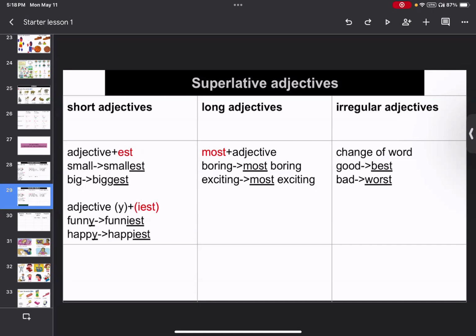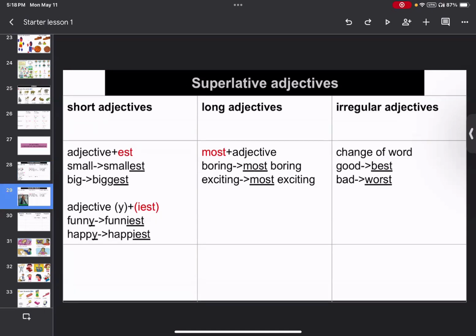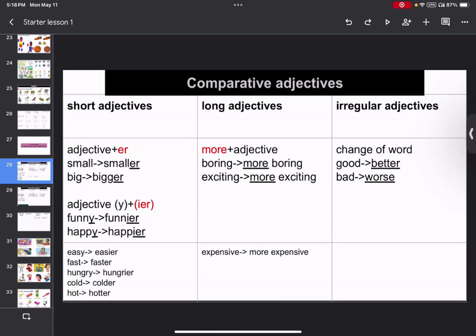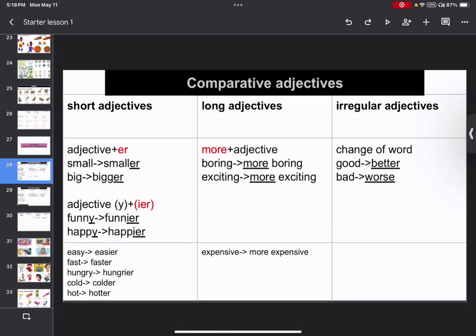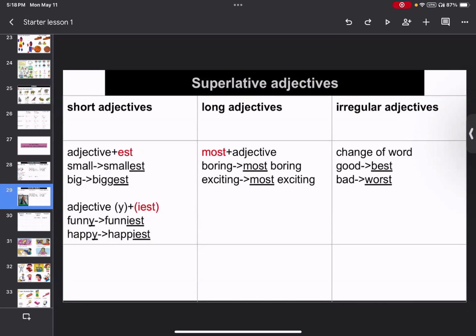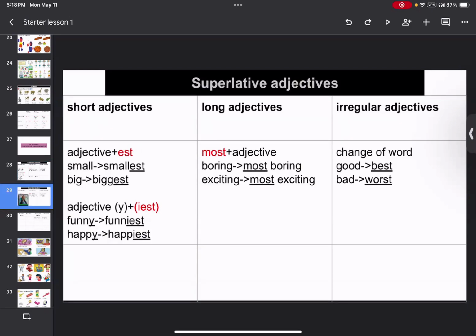Then just like the comparative, instead of ER, we use EST. Instead of IER, we use IEST. Instead of more for the long adjectives, we use most. And for the irregular adjectives, the words also change. So here we have good becomes best, and bad becomes worst.